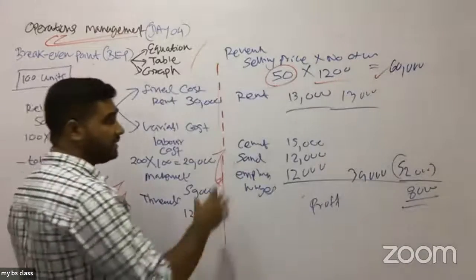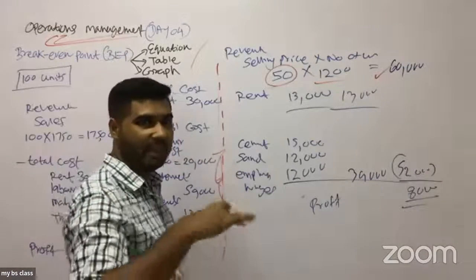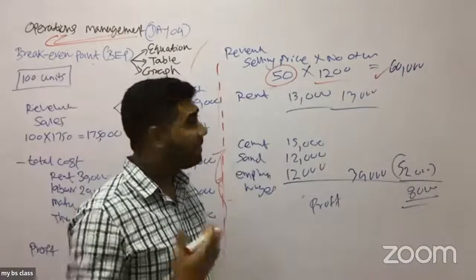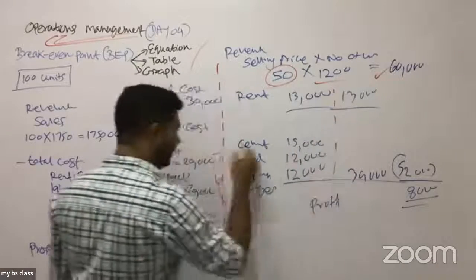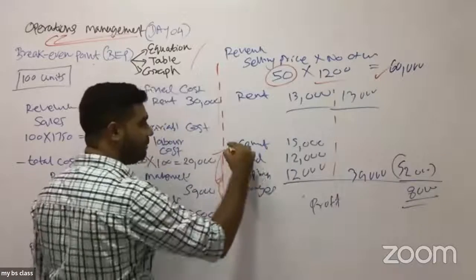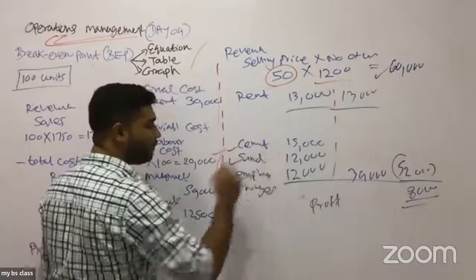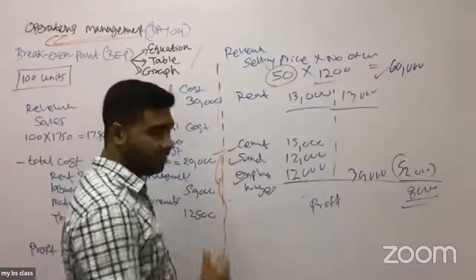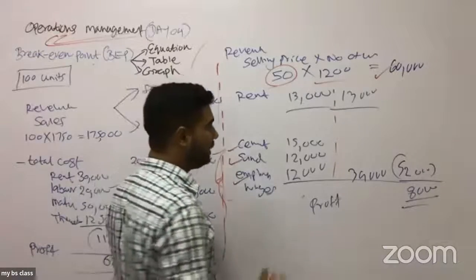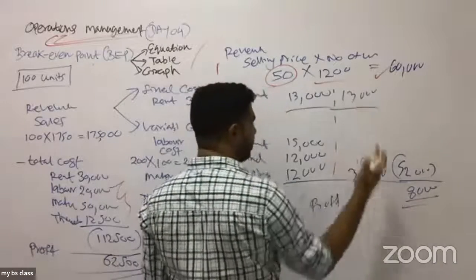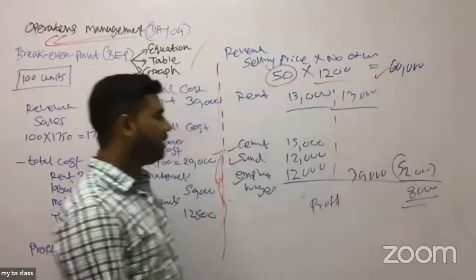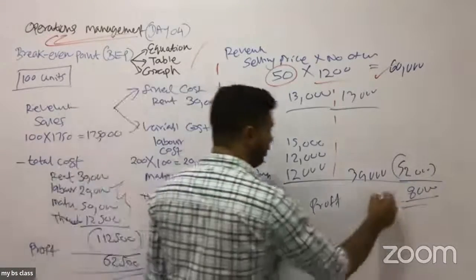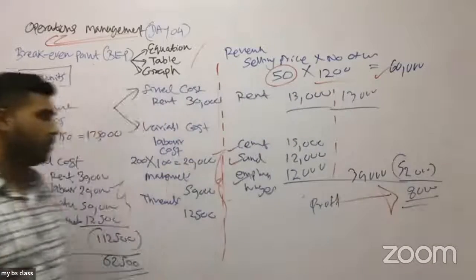And they are saying there's a rent for the machine, 13,000, which is a fixed cost. And then here you got your variable cost: cement, sand, and employee wages, which is 12,000 plus 39,000. So 13,000 plus 39,000 is 52,000. So 60 minus 52, 8,000 is your profit.